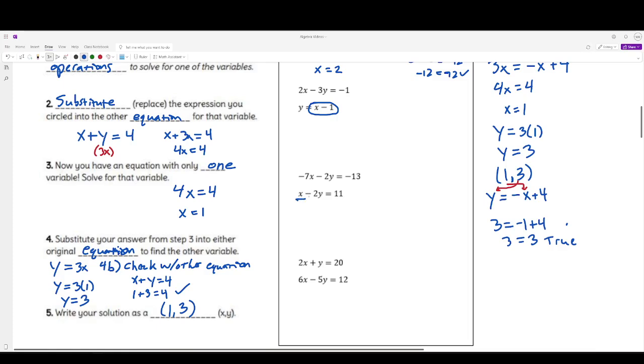So to solve for it, I need to add 2y to both sides and get x equals 2y plus 11. Now I can take this 2y plus 11 and substitute it for x in the first equation. That gives us negative 7 parentheses 2y plus 11 minus 2y equals negative 13.